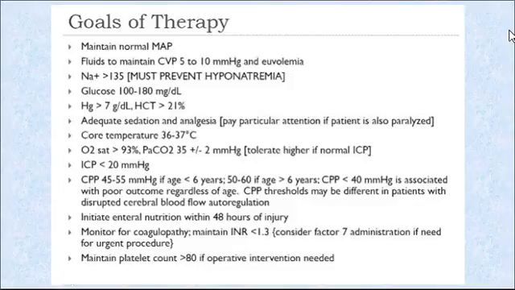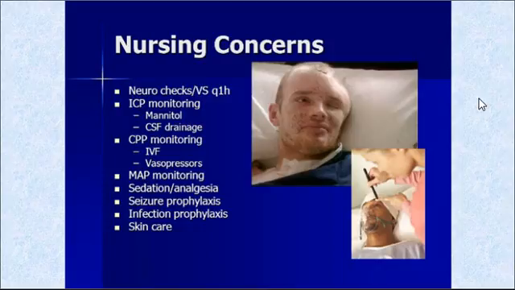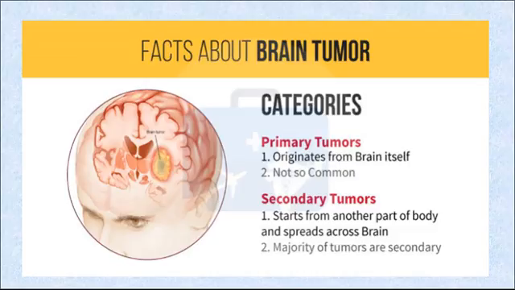Hemoglobin is 7, hematocrit 21, sedation, keeping your core temperature 36 to 37. O2 sat, ICP, I think I've covered all of these. Watching your coagulopathy, platelets should be really greater than 100. Oh, this is if you're going to do operation, really greater than 100. Neurochecks, ICP, perfusion, talked about all these.